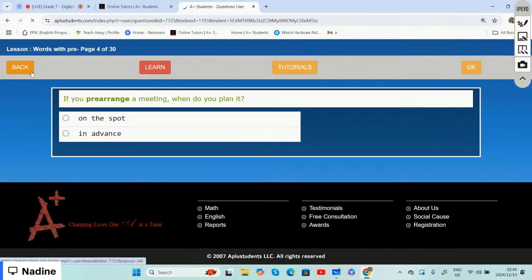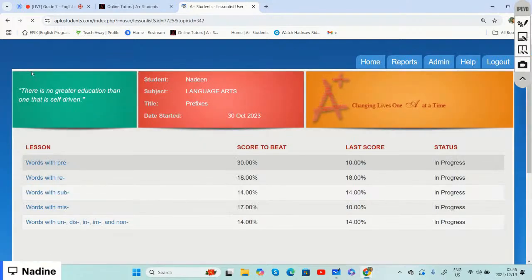All right. So this is the end of our lesson on prefixes. We say a prefix is a word that we add at the beginning, or just before, our base word. And once we add it to the base word, it changes the meaning of that word. All right, so this is now the end of our lesson.